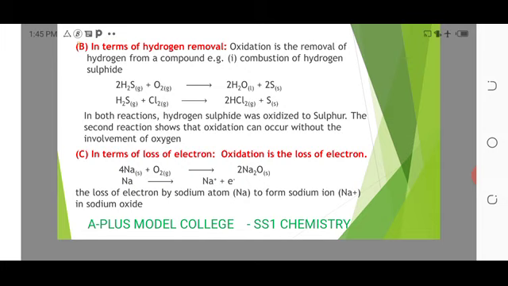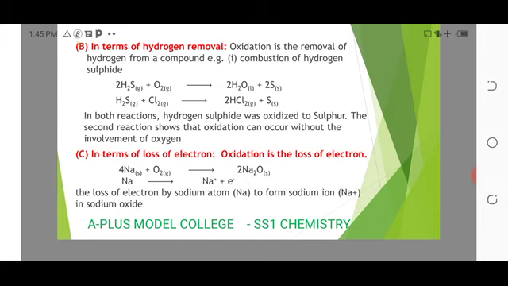You can see that the sulfur that is present in the sulfide has turned to ordinary sulfur. You can say hydrogen sulfide, we have sulfur. So hydrogen has been removed from hydrogen sulfide, giving sulfur at the end. Because hydrogen is being removed from hydrogen sulfide to form sulfur, you can say that sulfur there has been oxidized. And look at the second one.